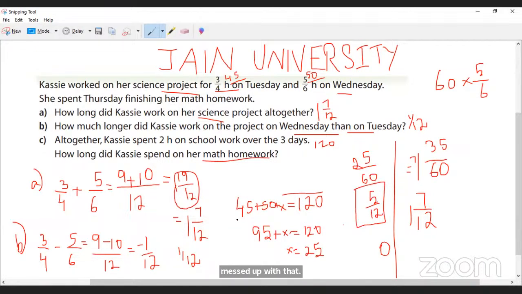Got it right? 45 minutes for the science on Tuesday, 50 minutes on the science on Wednesday. So it's 95 minutes. Total 2 hours are allotted out of 3 days. So that's going to be 120 minus 95. So 25 minutes.